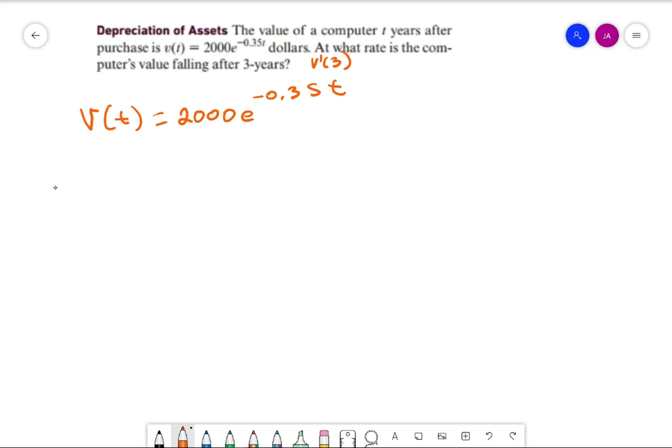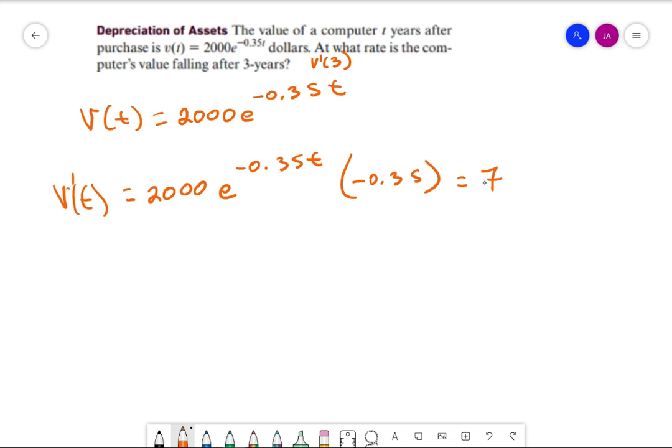First thing we need to do is find our first derivative. So v prime of t is equal to 2,000 times e to the negative 0.35t times the derivative of the inner function, negative 0.35 times t, which is negative 0.35. But then 2,000 times negative 0.35, that's going to simplify to be negative 700 times e to the negative 0.35t.